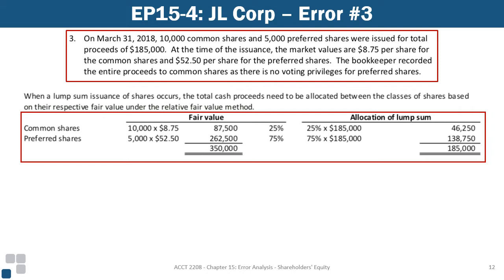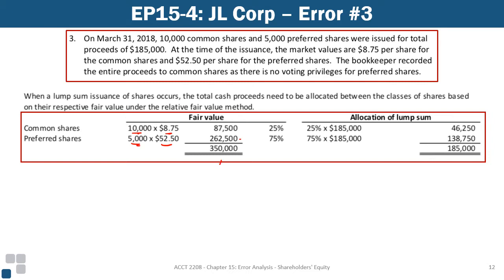It means they should have conducted this type of allocation. This is very similar to the lump sum purchase of assets. I know that that's covered in introductory financial accounting. You buy a group of assets for a single price, like land and a building. Well, this is the same thing, except you have common and preferred shares. So what we have to do here is determine the relative fair value and allocate the sum accordingly. So what we know is that the company had 10,000 common shares with a value of 8.75 for a total of 87,500. The preferred shares, there are 5,000 at 52.50 for a total of 262,500.